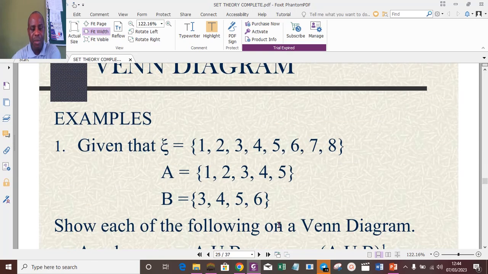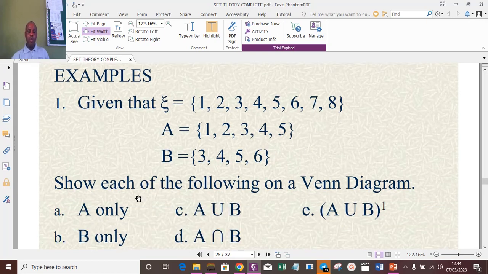So let's now take an example on this Venn diagram. The first one, look at this symbol, it means universal set. Sometimes we use an elongated U to write it, but this symbol is good. In this case, our universal set is 1 2 3 4 5 6 7 8. A is 1 2 3 4 5, B is 3 4 5 6. Now we want to show through the Venn diagram how to locate A only, B only, A union B, A intersection B, (A union B) prime.